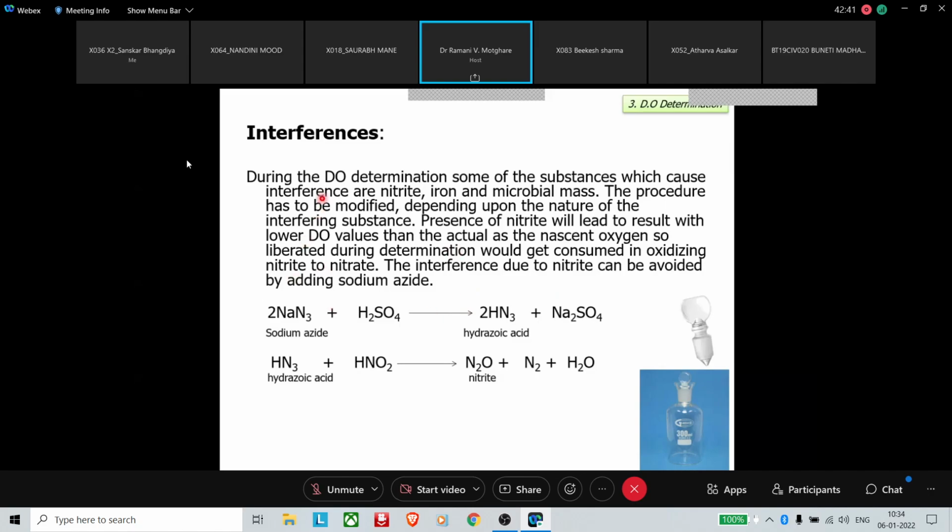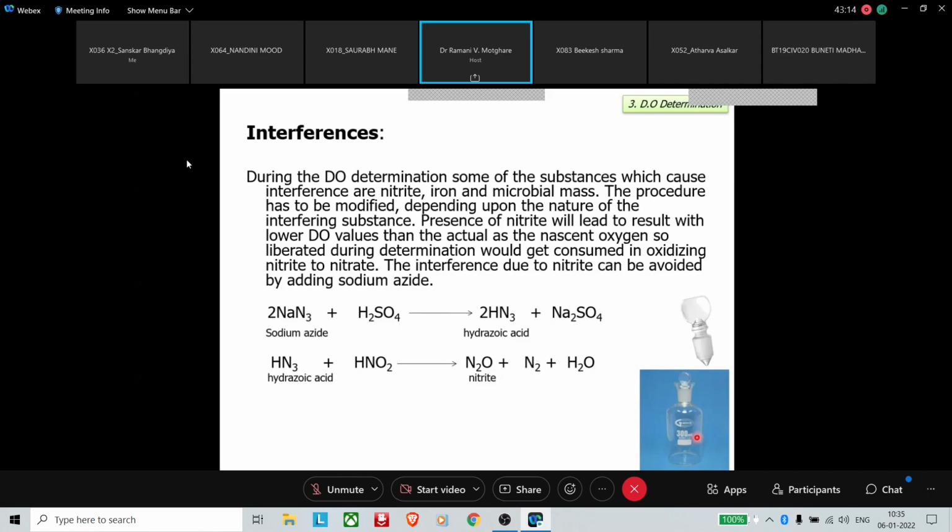Okay, so to remove these interferents, sodium azide, NaN3, is added. Now, NaN3 in presence of H2SO4 forms hydrazoic acid, HN3. Now, this HN3 is capable of converting your HNO2, nitrite, to N2O plus N2 plus H2O. So this is how the sample becomes free of nitrite. Now this is a BOD bottle which is shown here.